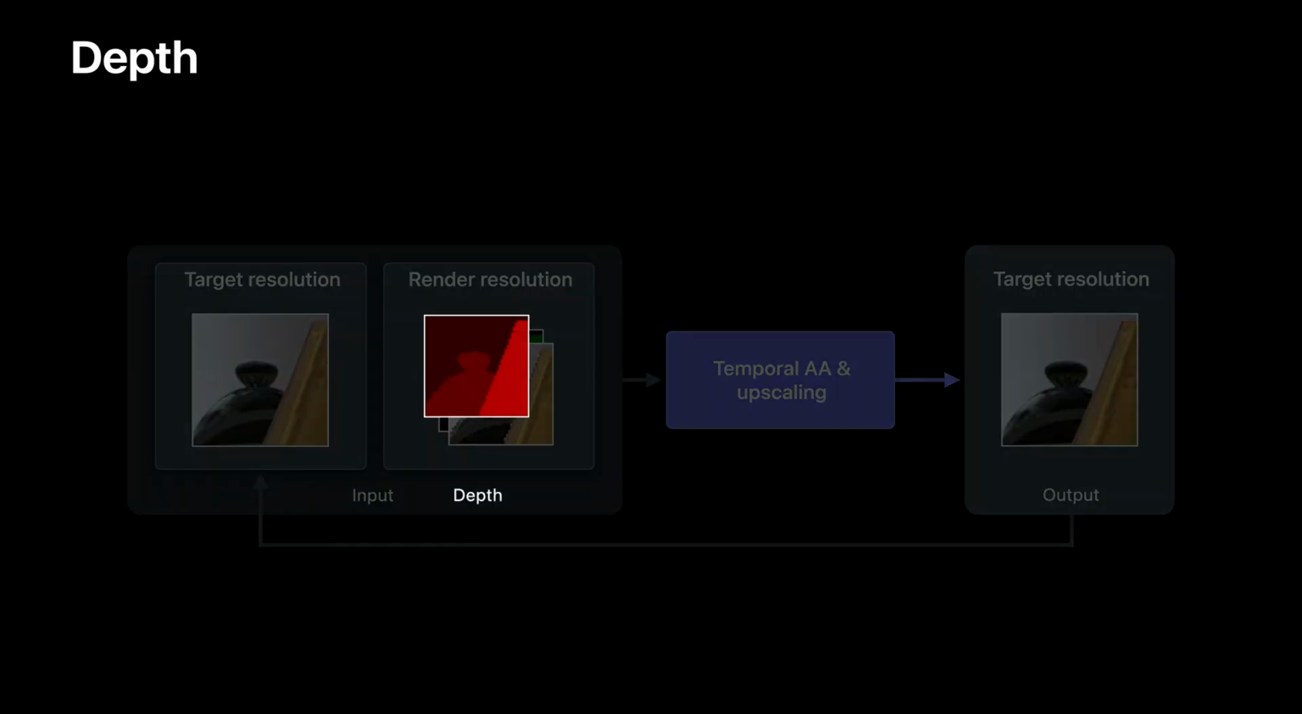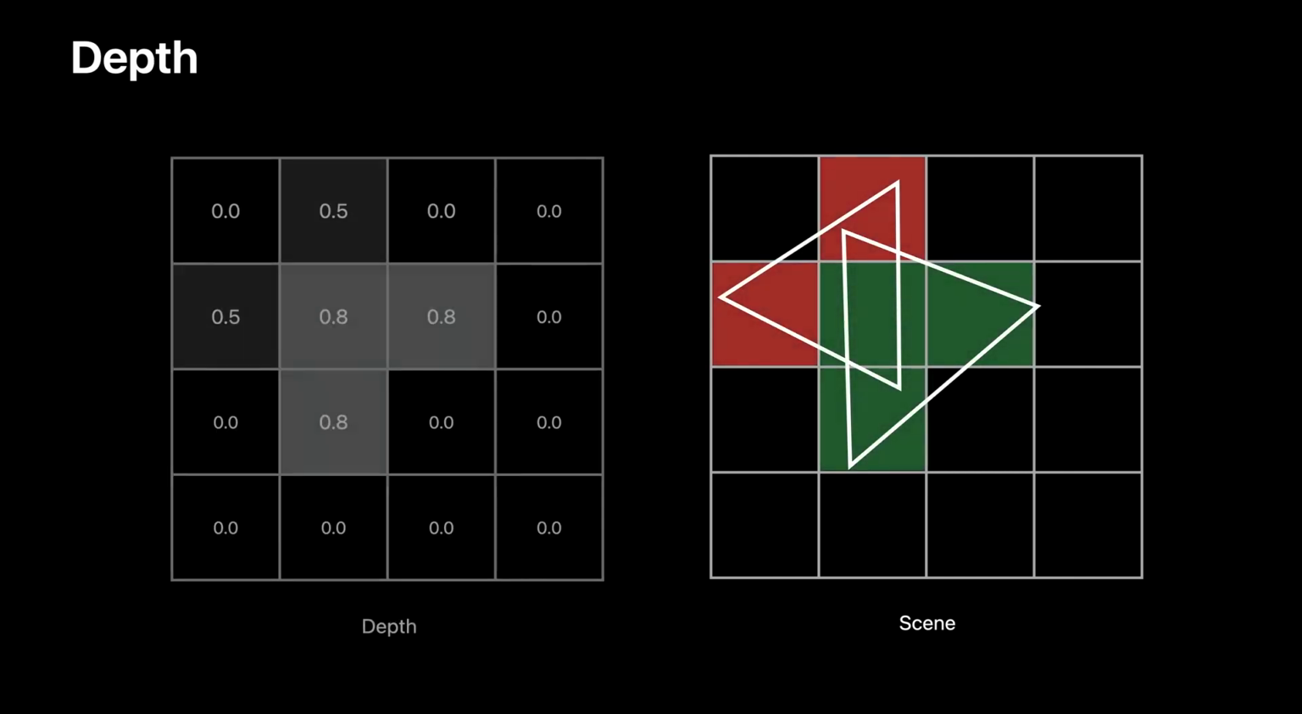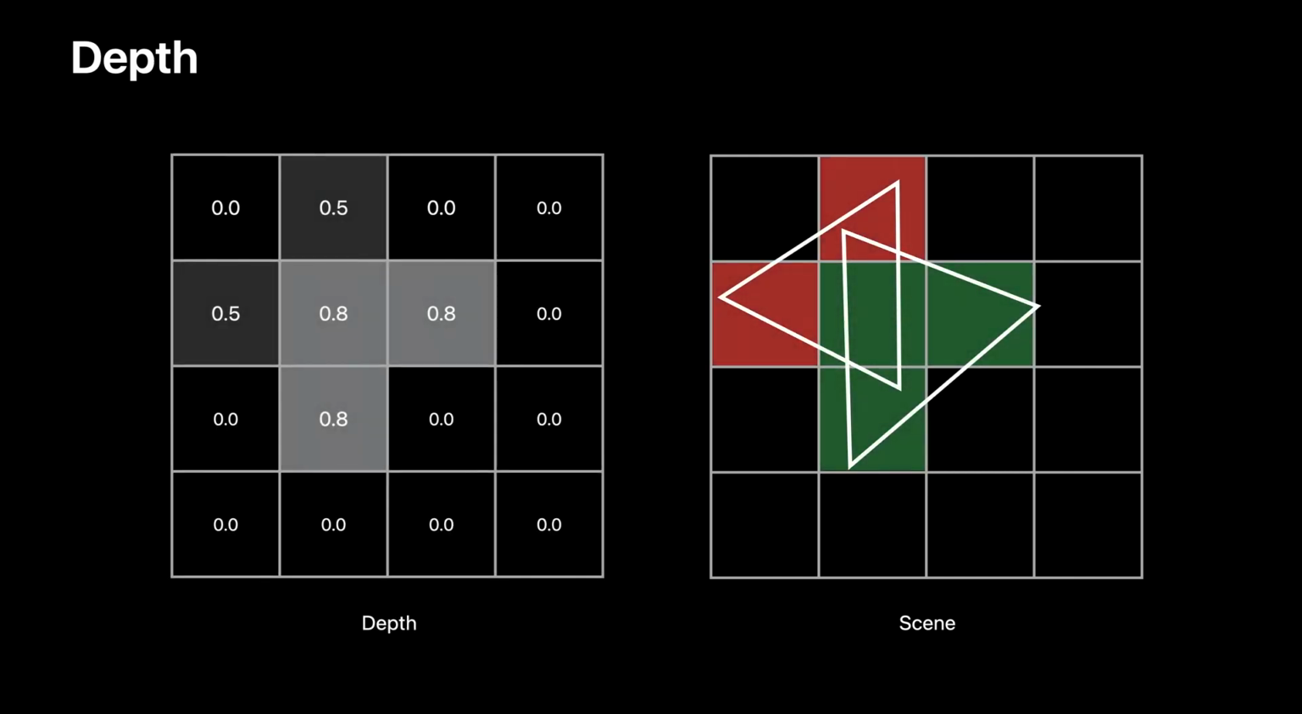Another input is the depth information from the scene. Depth data from the scene indicates what's in the foreground and what's in the background. This is important when prioritizing foreground edge anti-aliasing, and provides clues on what other objects might be newly exposed when gathering samples from previous frames.